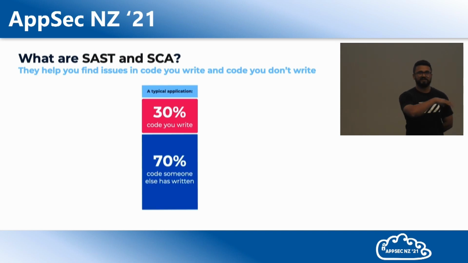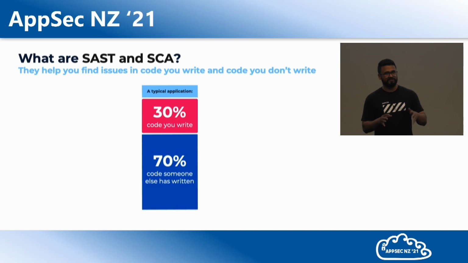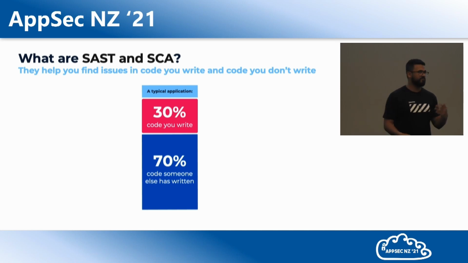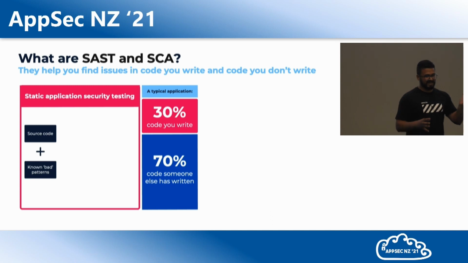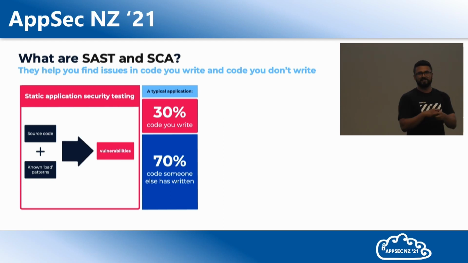You may have seen something like this in the past. Any typical application is 30% code that you'll write yourself and 70% code that you've just taken from someone else. Not a bad thing, it's efficient, you should do it. These are all the frameworks, libraries, etc. that you pull in to make your application work. Today, we're going to talk about static application security testing, which is for the code that you write. Basically, you have your source code. There is a whole lot of bad patterns, so things that tell you that things might be wrong. We combine that all, put it together, do some magic, and we get what vulnerabilities exist in our code.